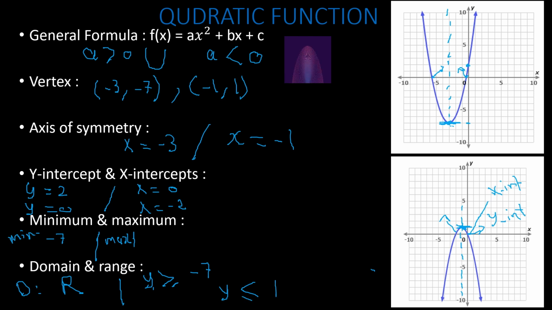We can write the range in another way: [-7, infinity) for the first shape, and (-infinity, 1] for the second.